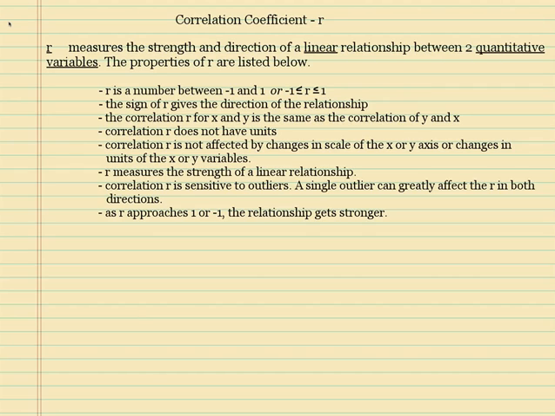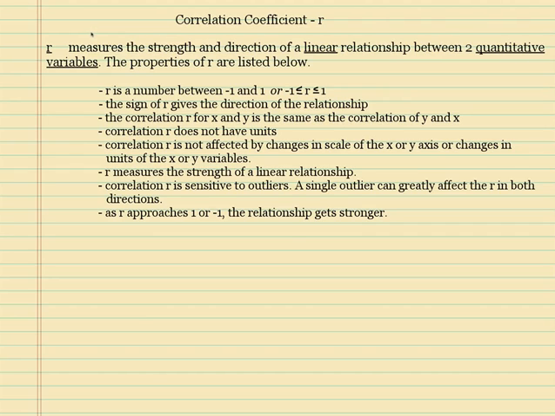Hello and welcome back. Today we're going to be talking about the correlation coefficient, which we call R, the letter R. And what R does is it measures the strength and direction of a linear relationship between two quantitative variables. Okay, so basically you're going to get a data set of x's and y's, and you're going to make a scatter plot. And the next thing we want to do is find the R.